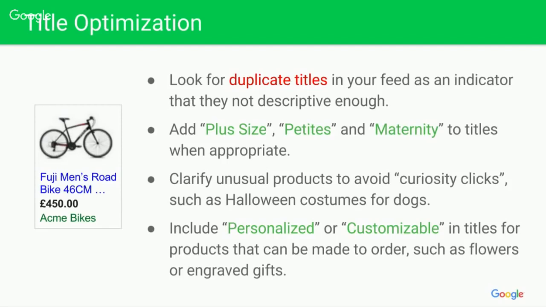And so making sure that your titles describe that unique aspect, that it's for a dog or whatever the case is, is really critical to making sure you're not getting what I call curiosity clicks, so people clicking through thinking it's something, and in fact it's something very different than that.